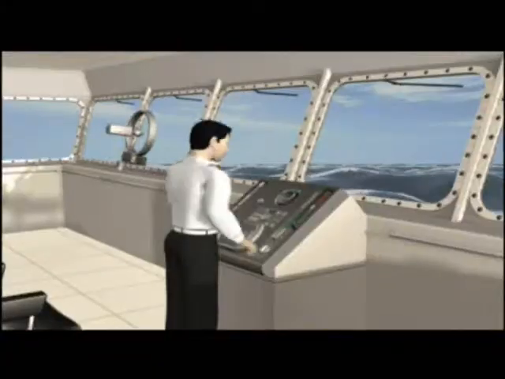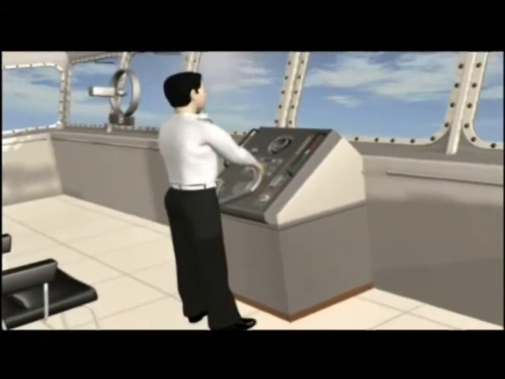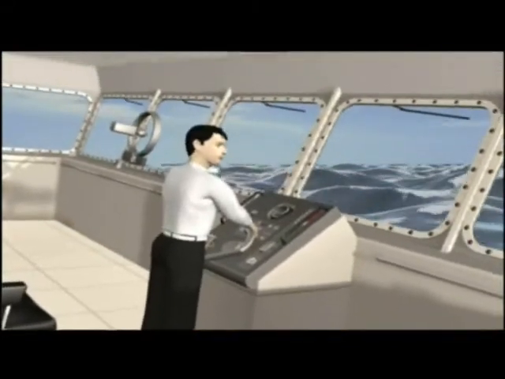Wheel hard over to port. Aye, aye, sir. Wheel hard over to port. Wheel hard over to port, sir.